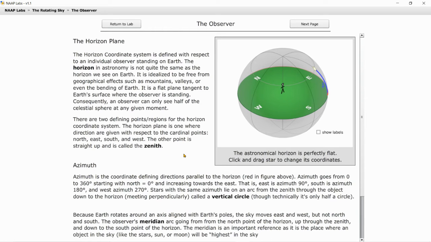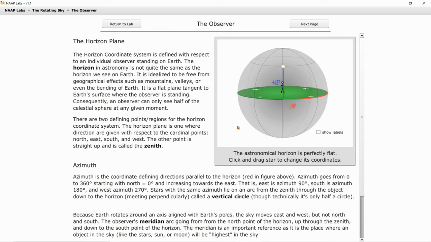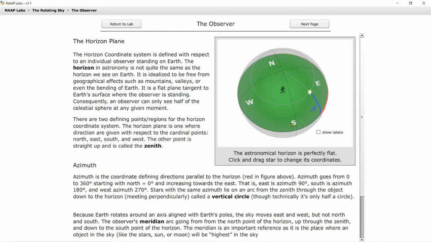Azimuth is the coordinate defining directions parallel to the horizon, red in the figure above. So here is my azimuth, and I'm going to show you how we get that number. Azimuth goes from 0 to 360, starting with the north at 0 and increasing towards the east. That is, east is an azimuth of 90, south is an azimuth of 180, and west is 270 degrees. Stars with the same azimuth lie on an arc from the zenith through the object down to the horizon, meeting perpendicularly, called a vertical circle, though technically it's only a half circle.